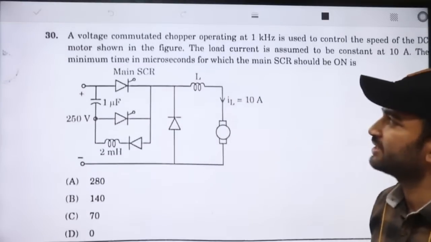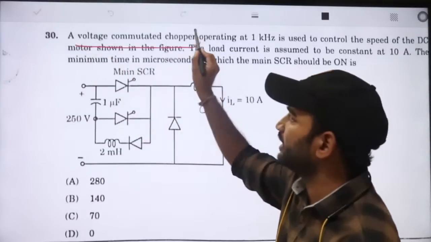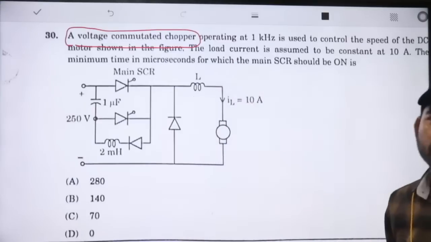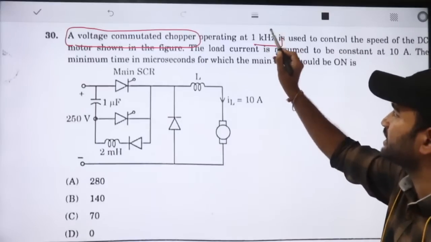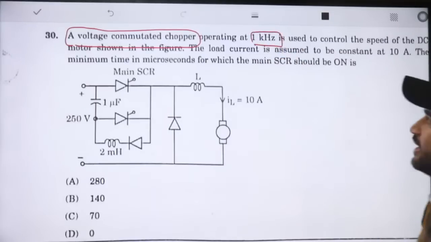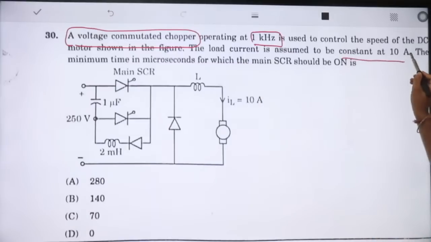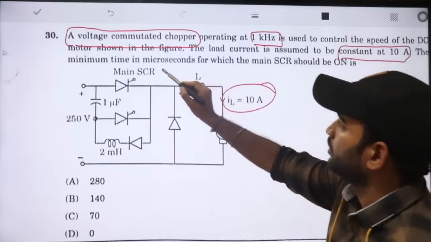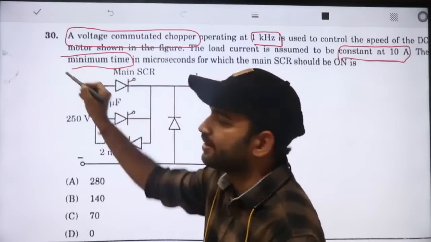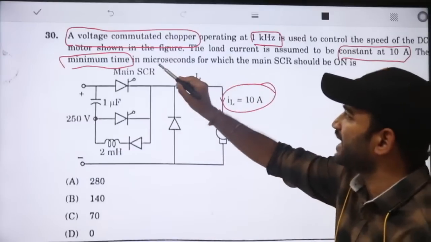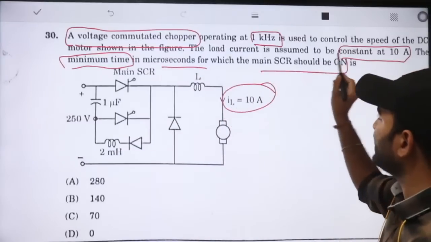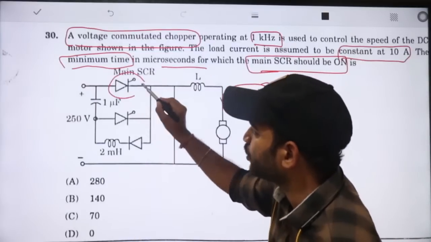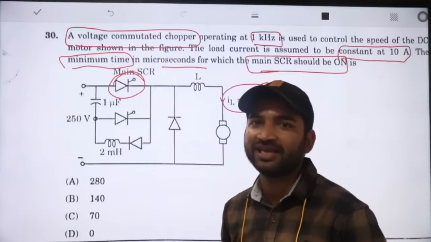So the next question is voltage commutated chopper, given for question number 13. Here a voltage commutated chopper is given. The operating frequency is 1 kilohertz and the load current is assumed to be constant, which is 10 amperes. Find the minimum time required in microseconds for the main thyristor to be turned on. So we need to turn on the main thyristor. They are only asking the turn on time of the main thyristor.